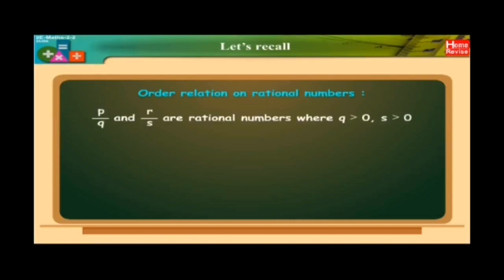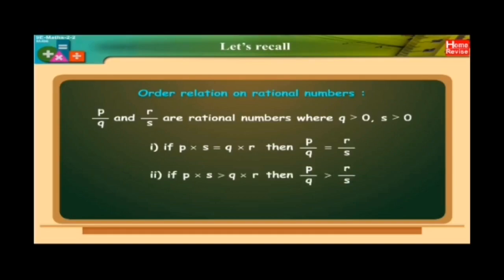Order relation on rational numbers. p upon q and r upon s are rational numbers where q is greater than 0 and s is greater than 0. 1. If p multiplied by s is equal to q multiplied by r, then p upon q is equal to r upon s. 2. If p multiplied by s is greater than q multiplied by r, then p upon q is greater than r upon s. 3. If p multiplied by s is less than q multiplied by r, then p upon q is less than r upon s.